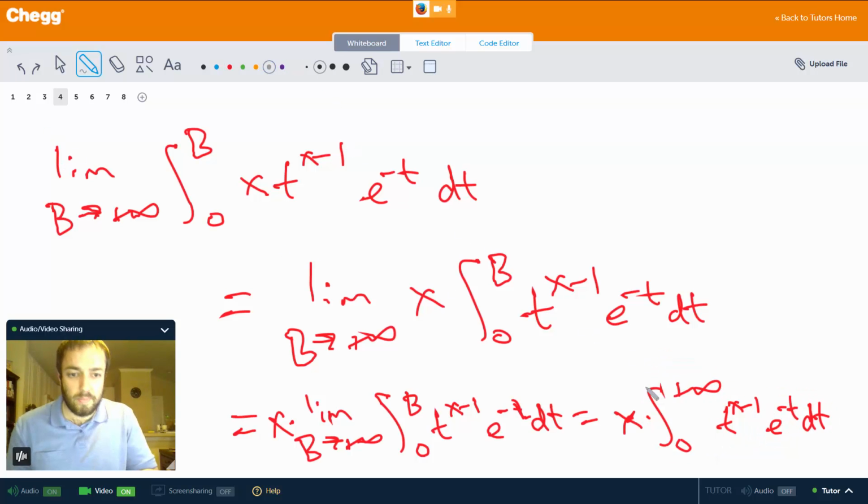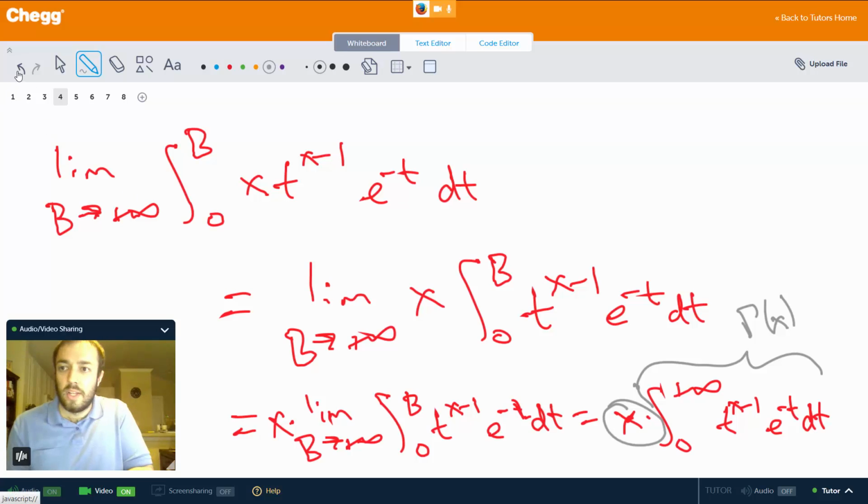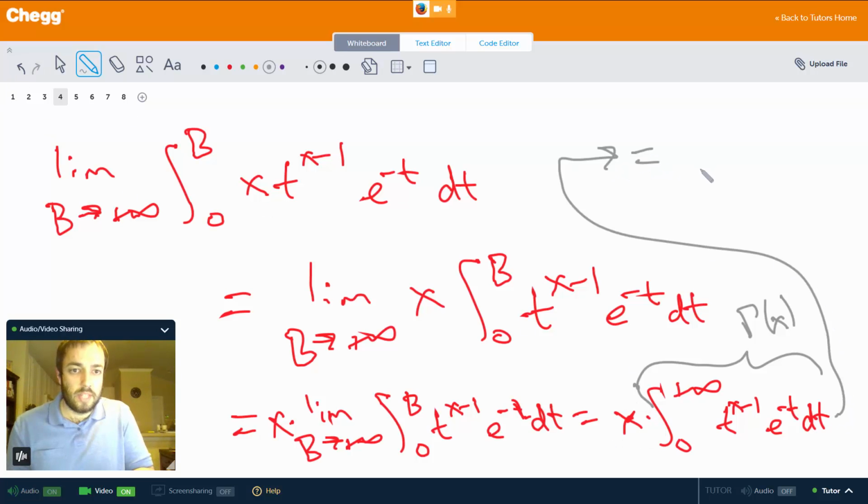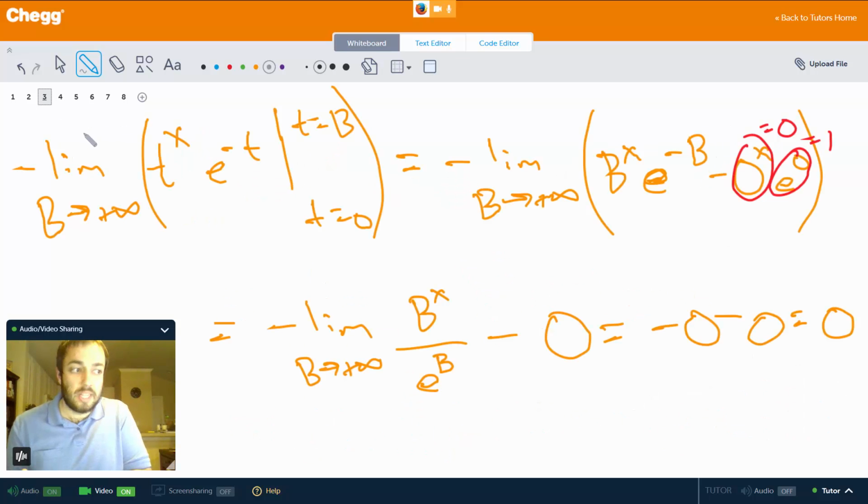So right here, this is gamma of x, and it's being multiplied by this x right here. So as it turns out, this entire thing is equal to x times gamma of x. And that pretty much gives us exactly what we wanted to show.